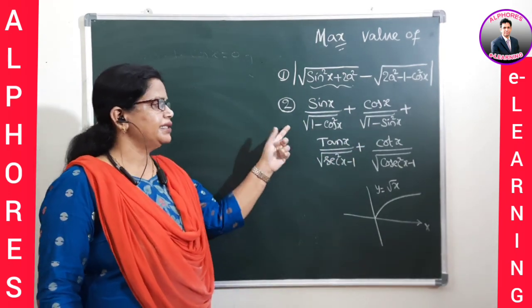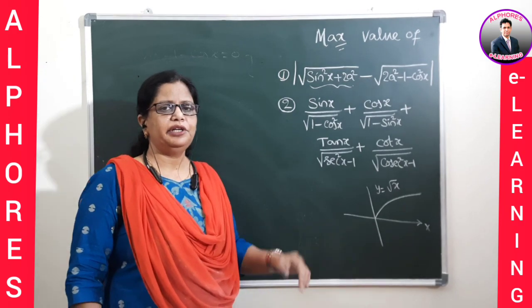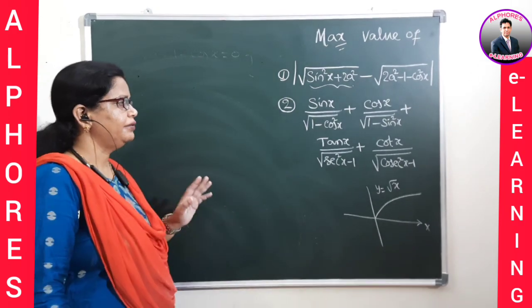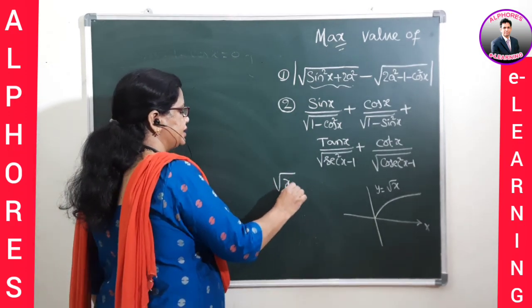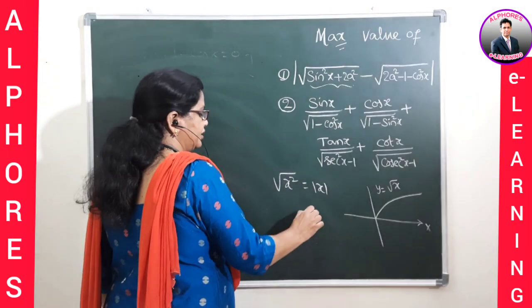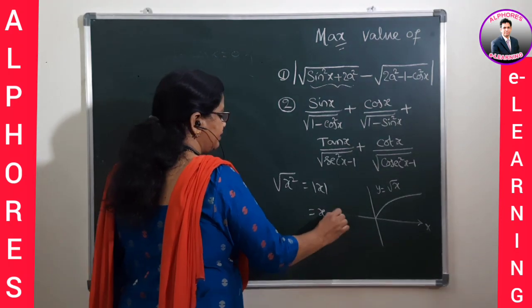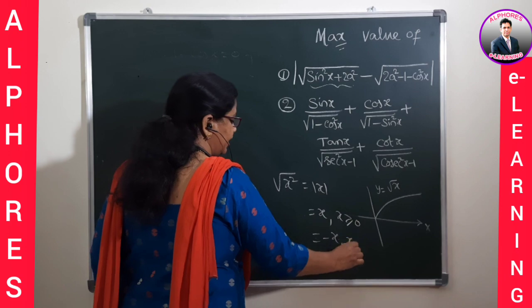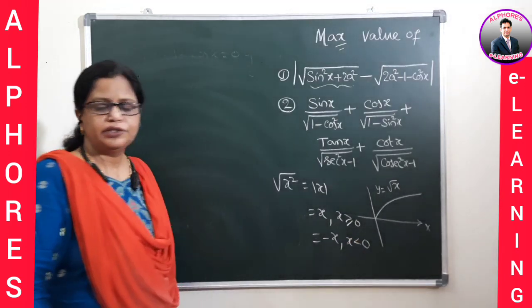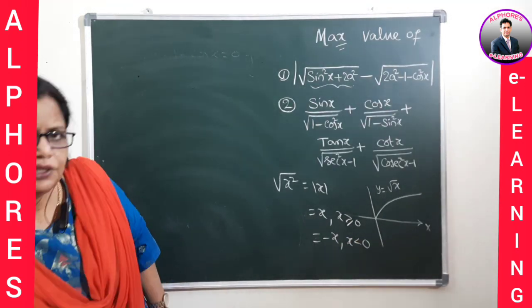If at all they ask only the maximum value or only the minimum value, then you have to take care every time of the value, that is, root of x square is mod x. This is equal to x when x is positive, and it is equal to minus x when x is negative. So this thing you have to take care of a lot, students.